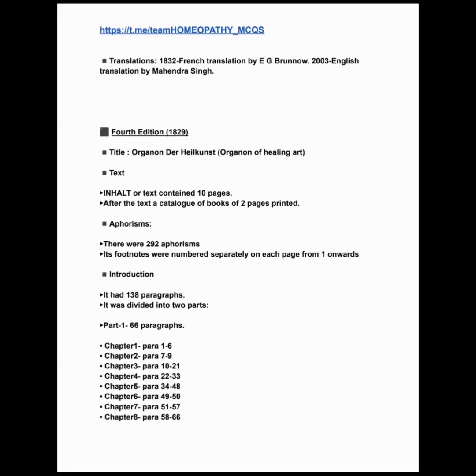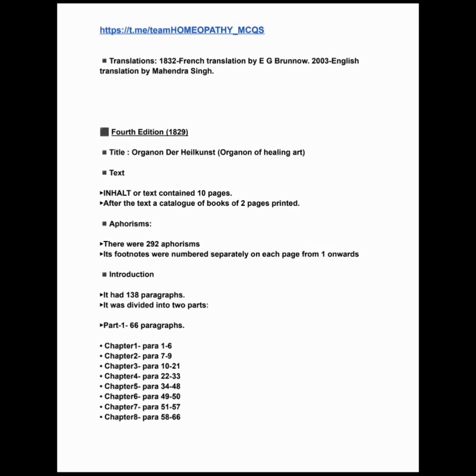Now we will discuss the fourth edition of Organon. It was published in 1829. The title was the same, Organon of Healing Art. The Inhalt, meaning index, was present; the text contained 10 pages. In the third edition, the text contained 12 pages, and in the fourth edition, 10 pages. After the text, a catalogue of books of 2 pages was printed.